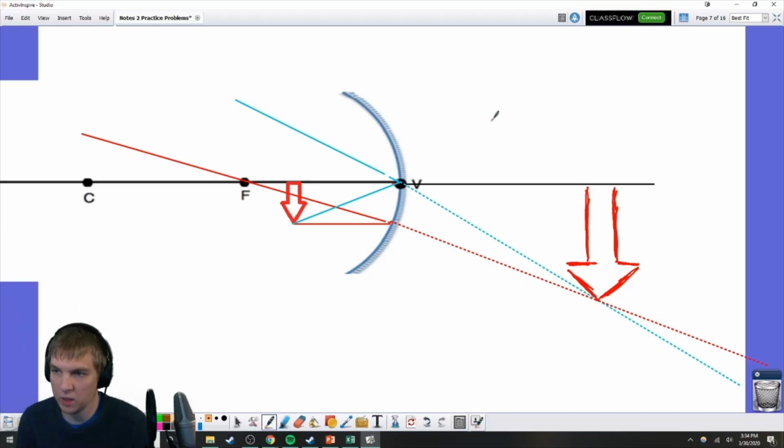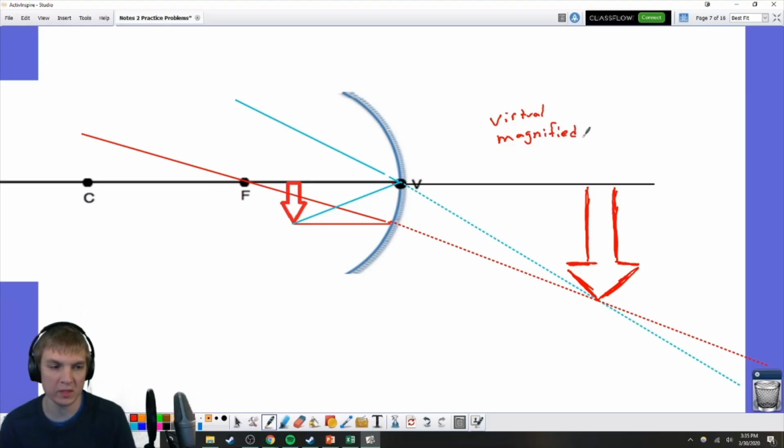This is producing a virtual image, and it's magnified. How do I know it's a virtual image? Well, they're both pointing in the same direction. The first arrow is pointing down, the second arrow is pointing down. So they're both pointing down, they're not upside down to each other. And so they're pointing in the same direction, therefore it has to be virtual. And it is magnified because the reflection is much larger.